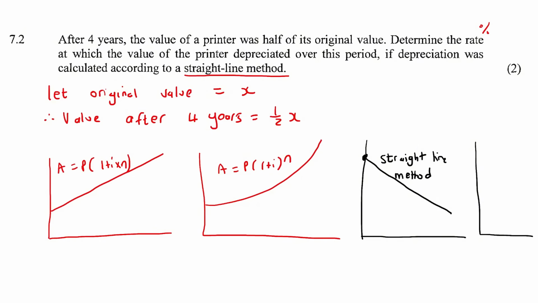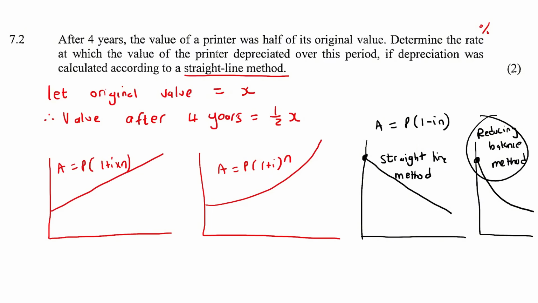And then the other way it can depreciate is called the reducing balance method, which is when it does it like a curve. That's called the reducing method. So this one uses this formula. Because it's depreciating, instead of putting a plus, we put a minus. And then this one just uses the compound formula, but instead of using a plus, we use a minus. That's it, okay? That's the scenarios we deal with.